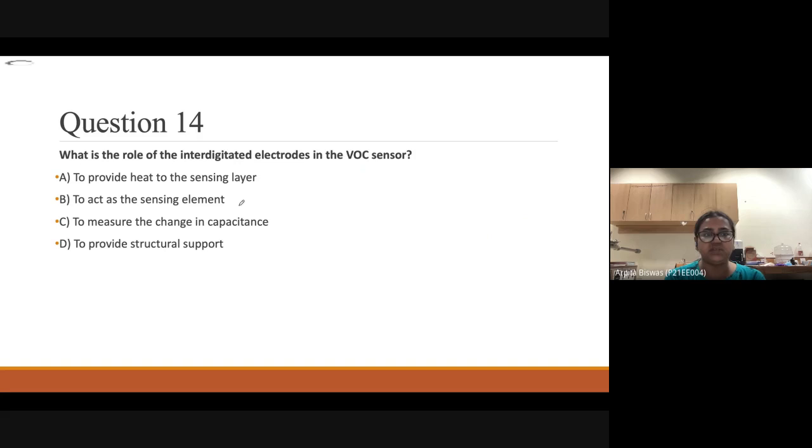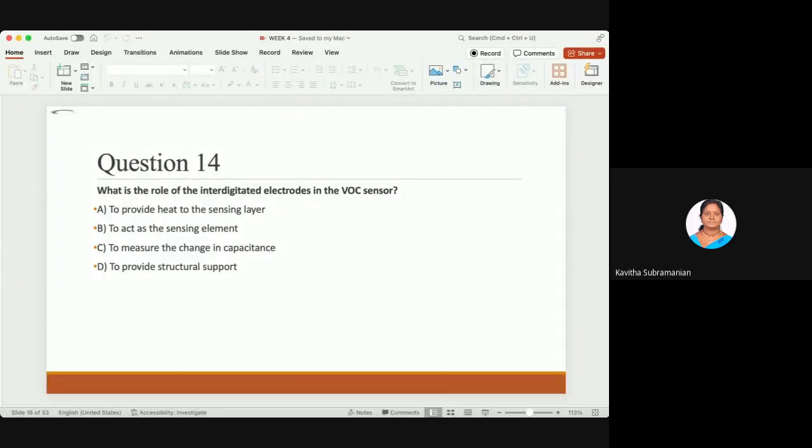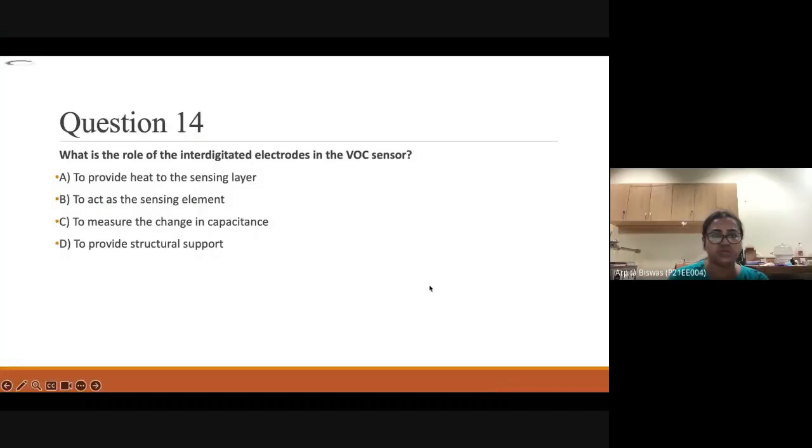Question number 14. What is the role of the interdigitated electrode in a VOC sensor? First, to provide heat to the sensing layer. Second, to act as a sensing element. Third, to measure the change in capacitance. Fourth, to provide structural support. Option C, ma'am, because it measures the change in capacitance. So the right option is option C.